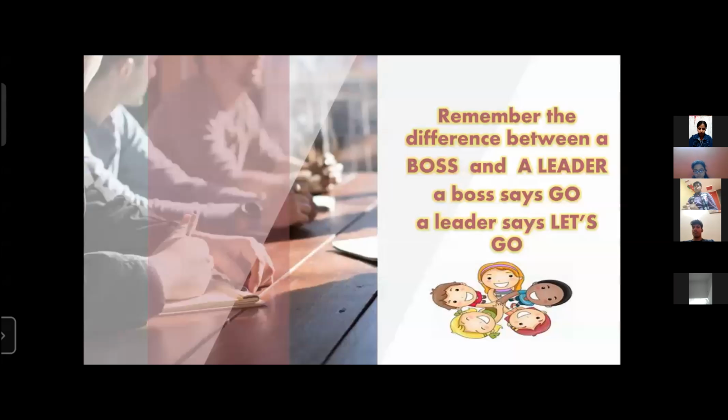Now, what is leadership? Leadership is influencing and supporting others to work towards achieving objectives.